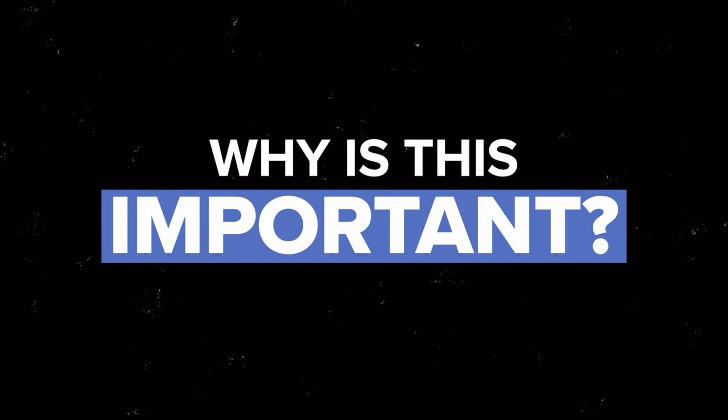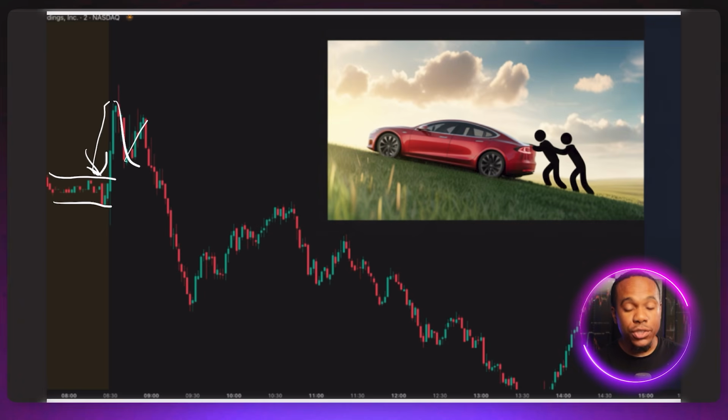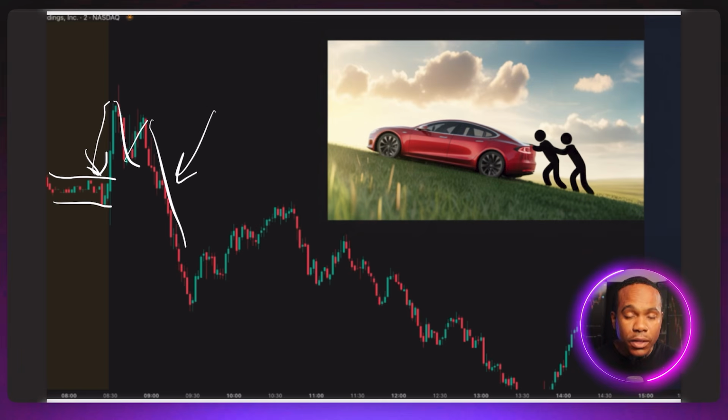Now, why is this important? Just imagine you open up your chart and price is in a range and you're looking to buy this breakout. Price pushes up, you enter, pulls back, pushes up, and you're still holding, and then goes against you and takes your stop. Now, the analogy here is 2 people pushing a car up a hill. These 2 people may be struggling to get the car up the hill.